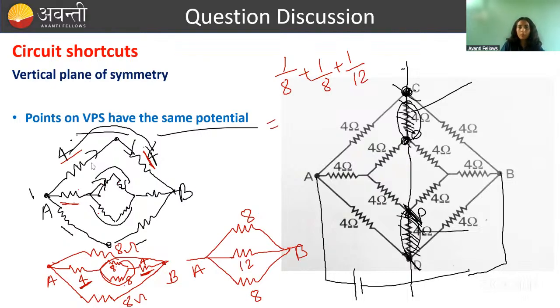इसको आप 2 by 8 करोगे, so 1 by 4. 1 by 4 plus 1 by 12. Let's do this. So this is your how much? 4 by 12. So this is 1 by 3. R equivalent will be 3 ohm we will be getting. Srihari, you got 4 ohm, right?